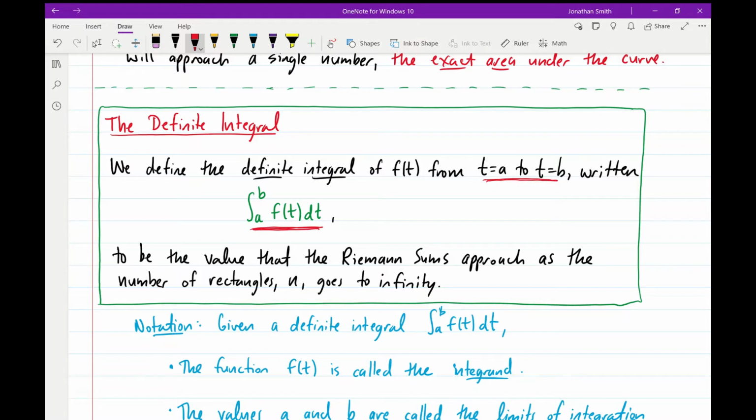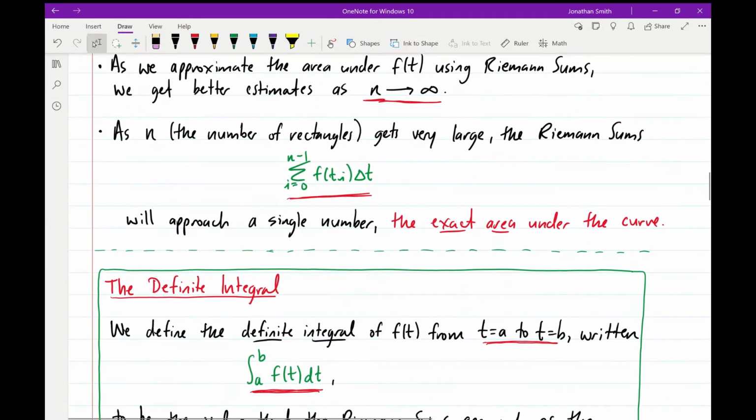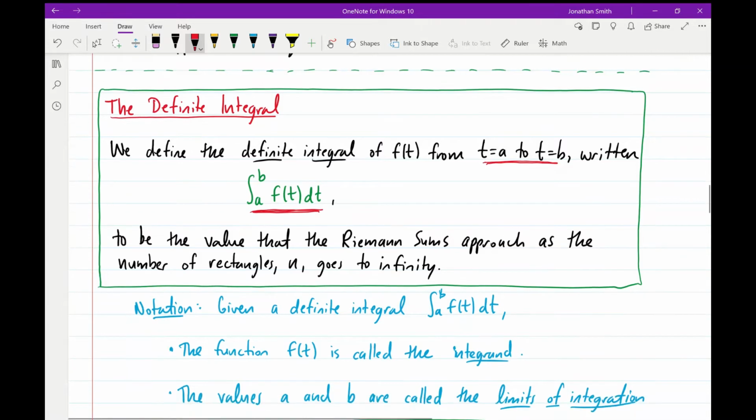haven't seen before. So we have kind of this uppercase S, and we say the integral from a to b of f of t dt. That's how I would say that. And we define it to be the value that these Riemann sums approach as the number of rectangles n goes to infinity. So we define these Riemann sums up above. We said as n gets really big, these Riemann sums are going to approach a specific number, and that number is going to be this definite integral. The definite integral is going to give us the same thing.